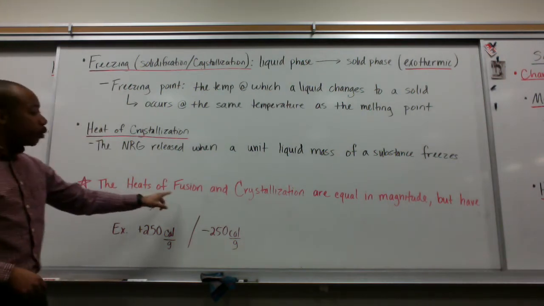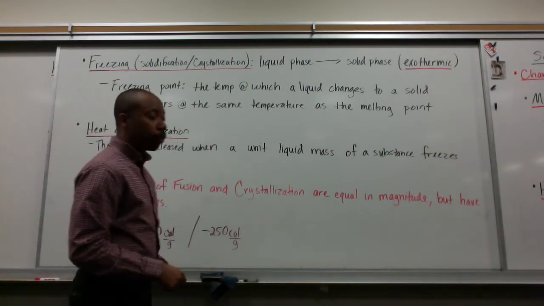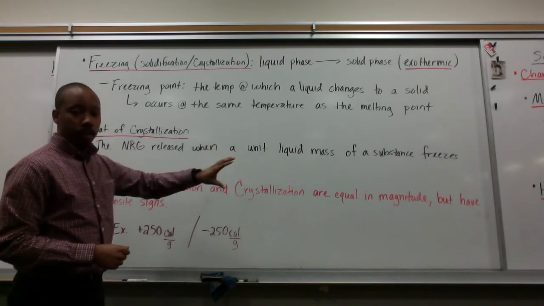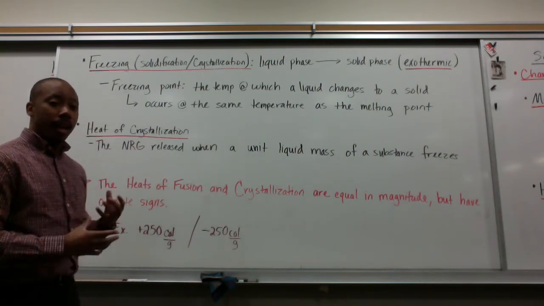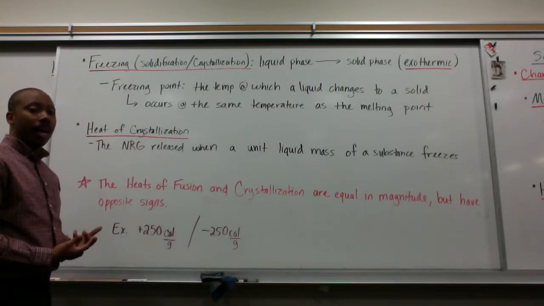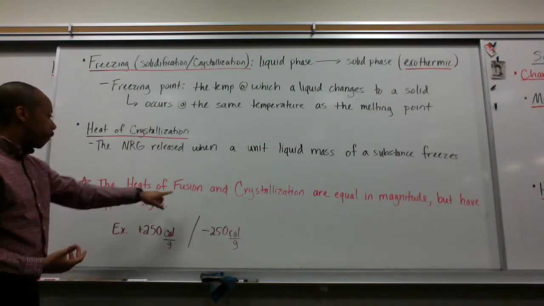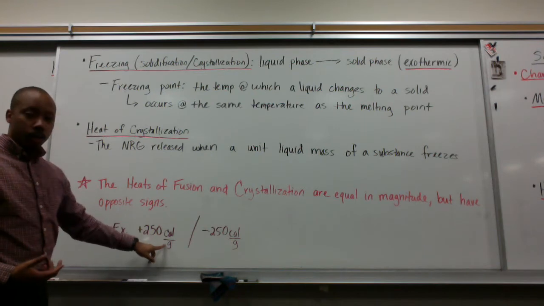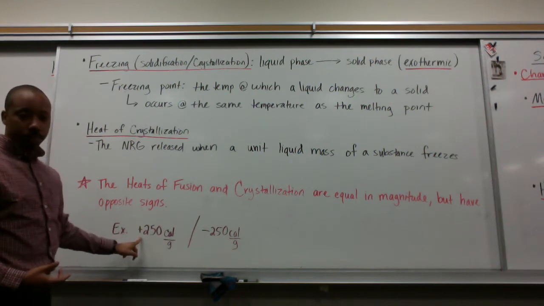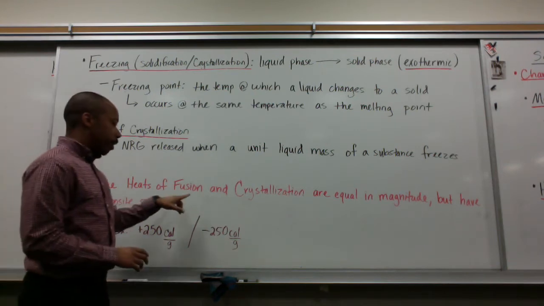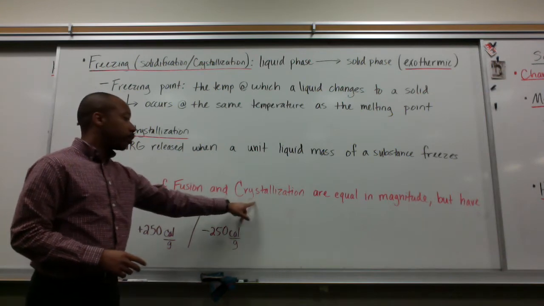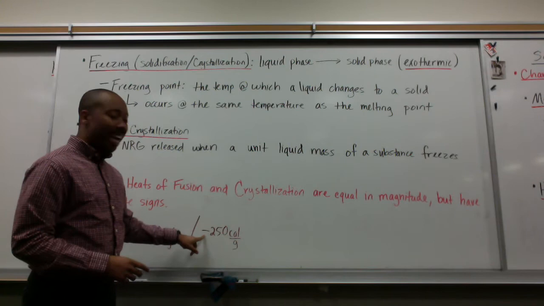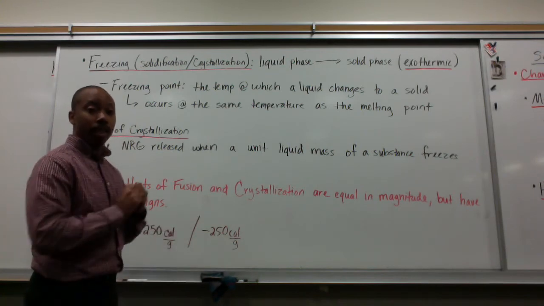Now, the heats of fusion and crystallization are equal in magnitude. As I just said, they happen at the same temperature. They're equal in magnitude, but they have opposite signs. For example, the heat of fusion of a substance could be 250 calories per gram. That's positive. And for that same substance, the heat of crystallization would be the same magnitude, 250, but it's negative, meaning we are releasing heat.